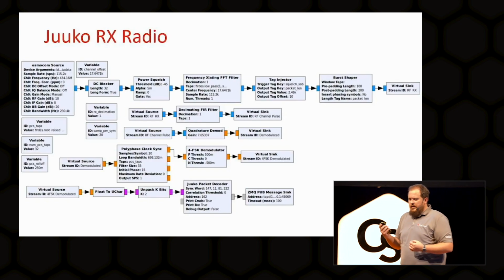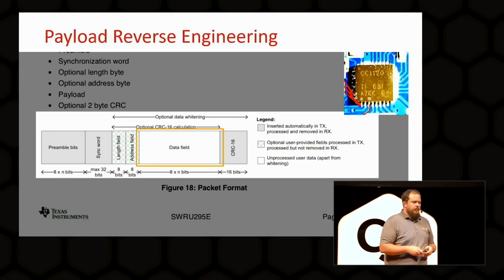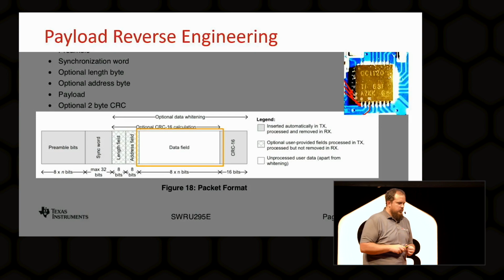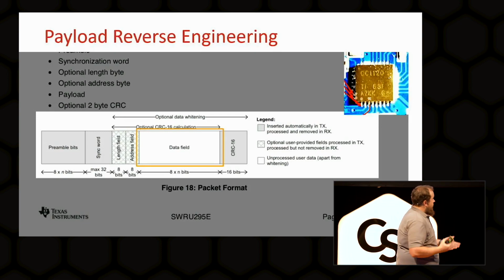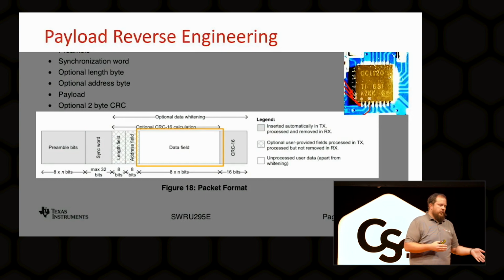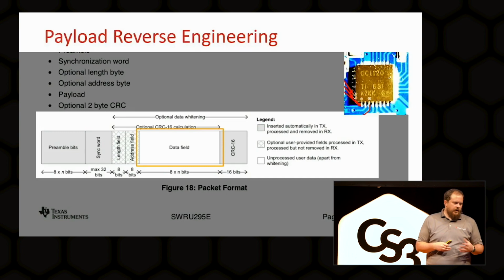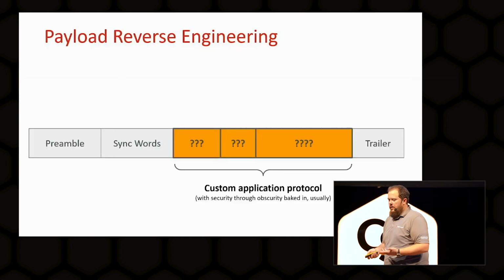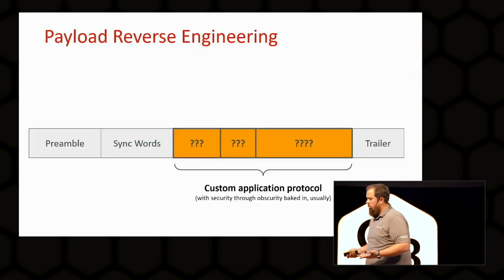So, as we said, it was a CC1120. If you look at the spec sheets on the CC1120, we get kind of a picture of what the packet is supposed to look like on the radio. There's a preamble, sync words, length field, address field, and the most important thing, which is the data field. So then we started looking at the data field. Okay, what is it? Where can it be?